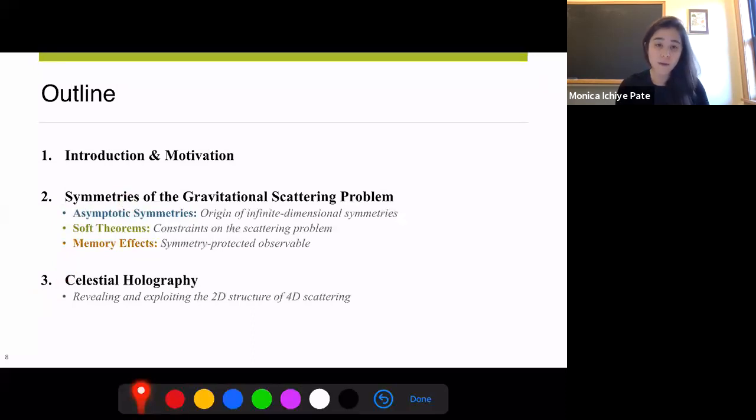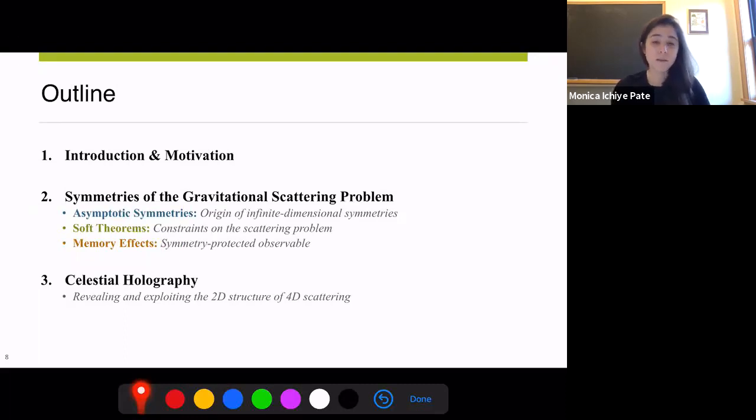And the first will focus on the infinite dimensional symmetries of the gravitational scattering problem, which are sometimes known as asymptotic symmetries. So in this part, after providing a heuristic explanation for why infinite dimensional symmetries arise in a theory of gravity, I'll explain how these symmetries constrain the scattering problem. And we'll see that the constraints from these symmetries are intimately related to known universal behavior in the infrared sector and ultimately imply that symmetry is the origin of this universality. And this will enable us to, for example, identify a universal infrared phenomenon known as memory as a symmetry-protected observable.